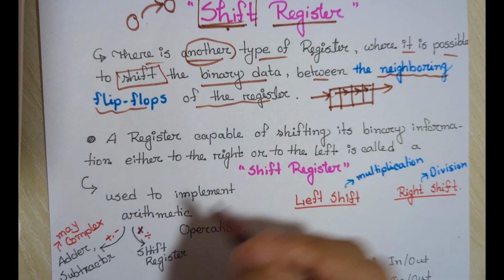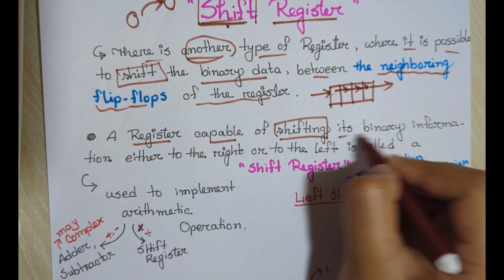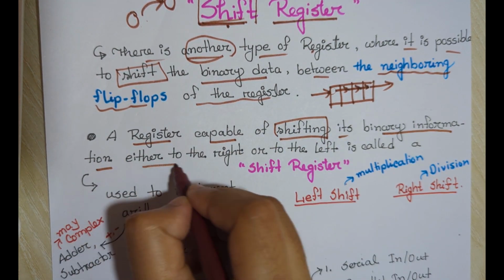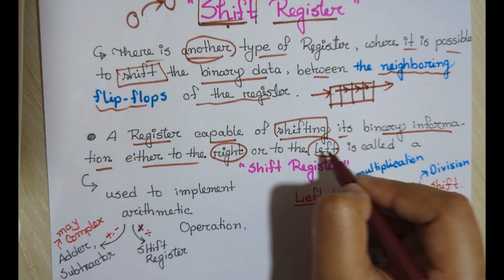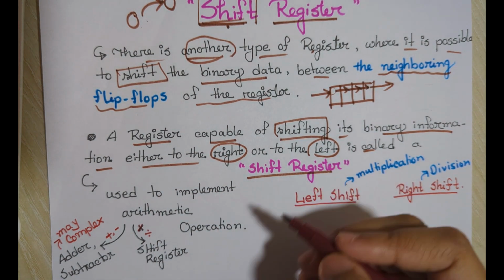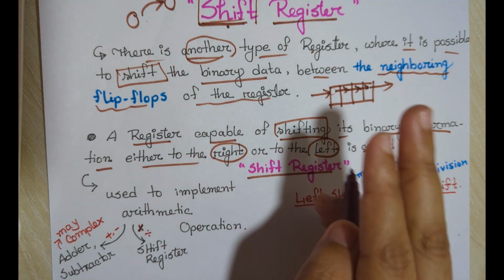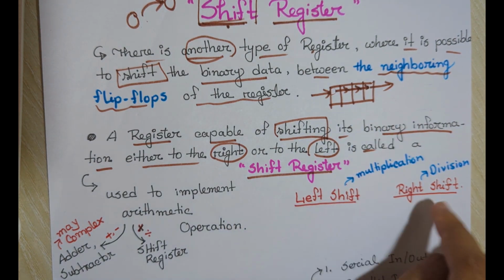Let's see the definition of shift register. A register capable of shifting its binary information either to the right or to the left is called a shift register. Which means its main work is to shift binary bits of information. But the shift register is of two types, left shift and right shift.